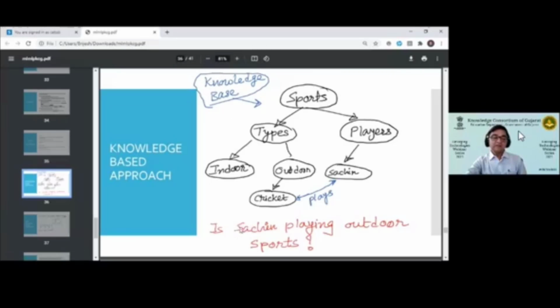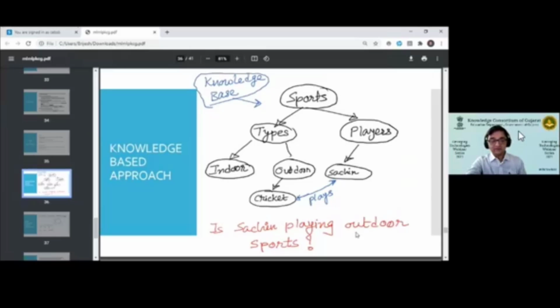So, for example, if the question is, is Sachin playing an outdoor sport? You need to know that Sachin plays cricket. So, let's say you have some sentence somewhere. You have read that sentence in your document that Sachin plays cricket. So, you have an answer, but you need to know that cricket is an outdoor sport. And for that, you need a knowledge base.